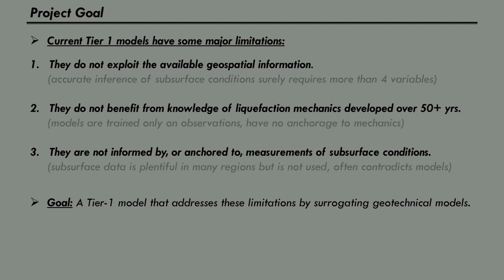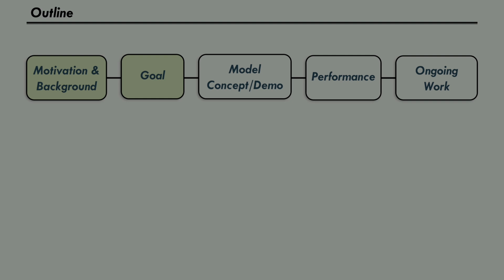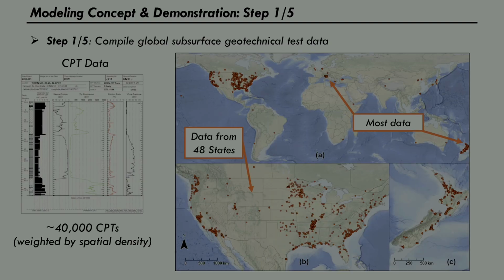And so our goal was to come up with a Tier 1 model that addresses these limitations by mimicking or surrogating geotechnical models. And so when I talk about a surrogate model, I'm referring to using low order information to mimic the predictions of a high order model. I'll describe what we've done in 5 fairly simple steps.